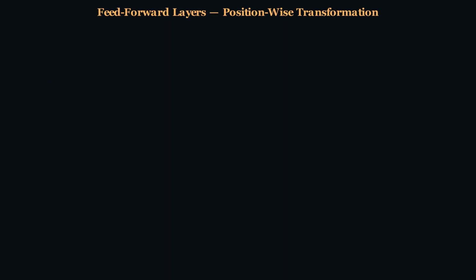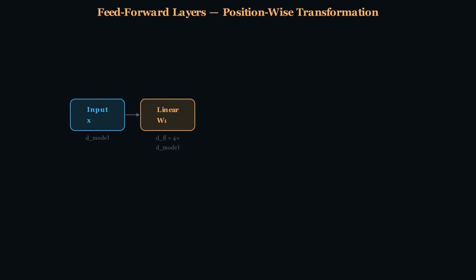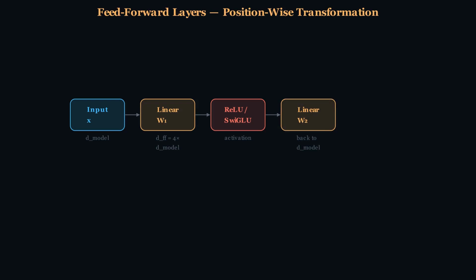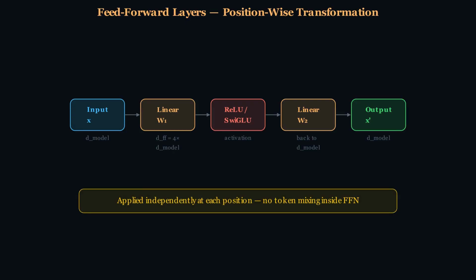After attention, each token passes through a small feed-forward network. This adds non-linear capacity without mixing tokens. The input is the token vector from multi-head attention. The first linear layer expands the dimension by a factor of 4. A non-linear activation, typically ReLU or the newer SwiGLU. The second linear layer projects back to D_model. The output is the enriched token representation. Crucially, the network runs independently at every position. Token mixing happens only in attention, not here.